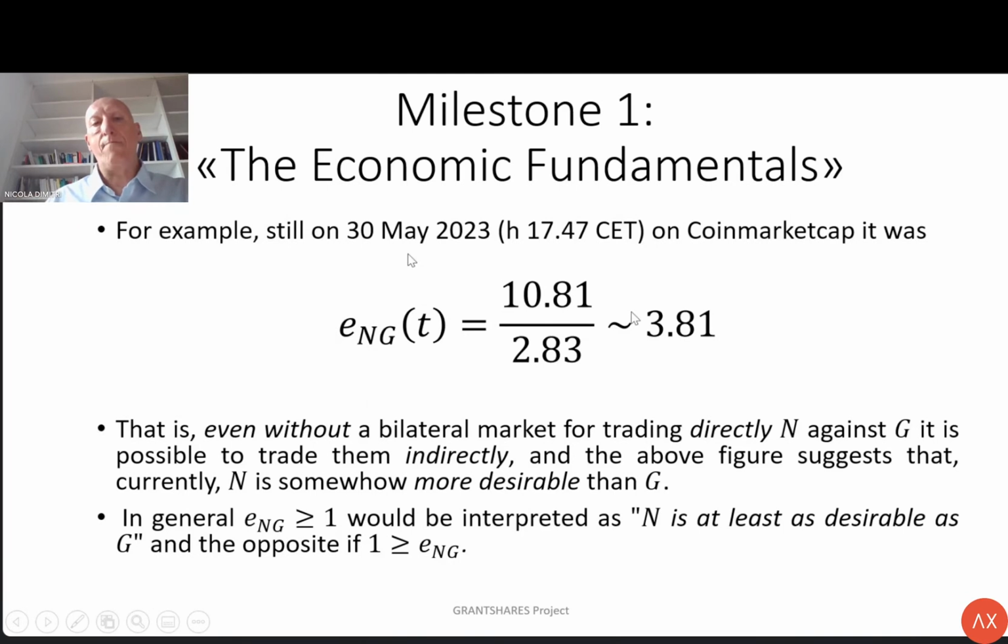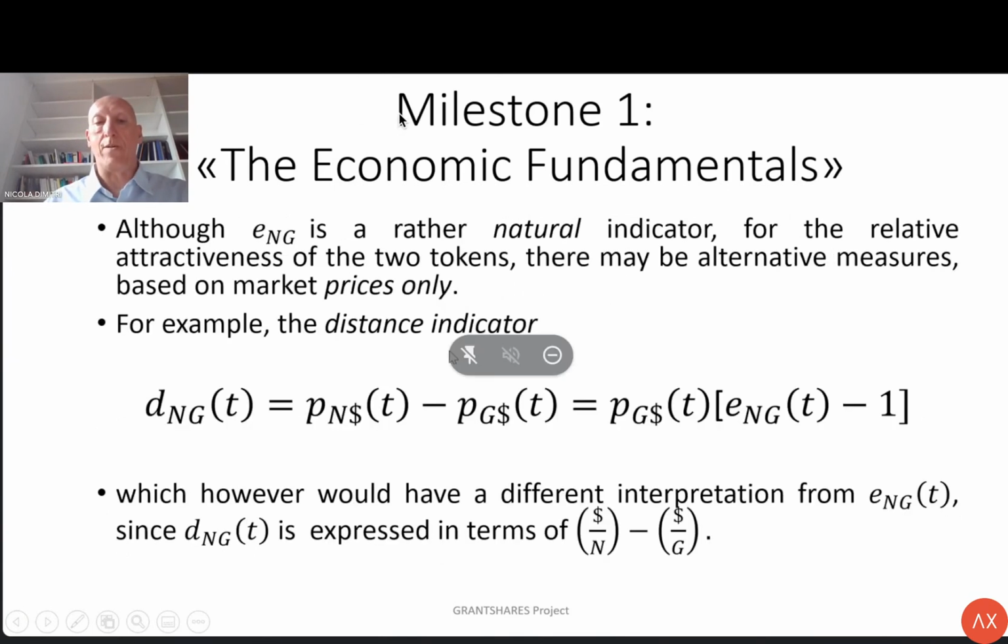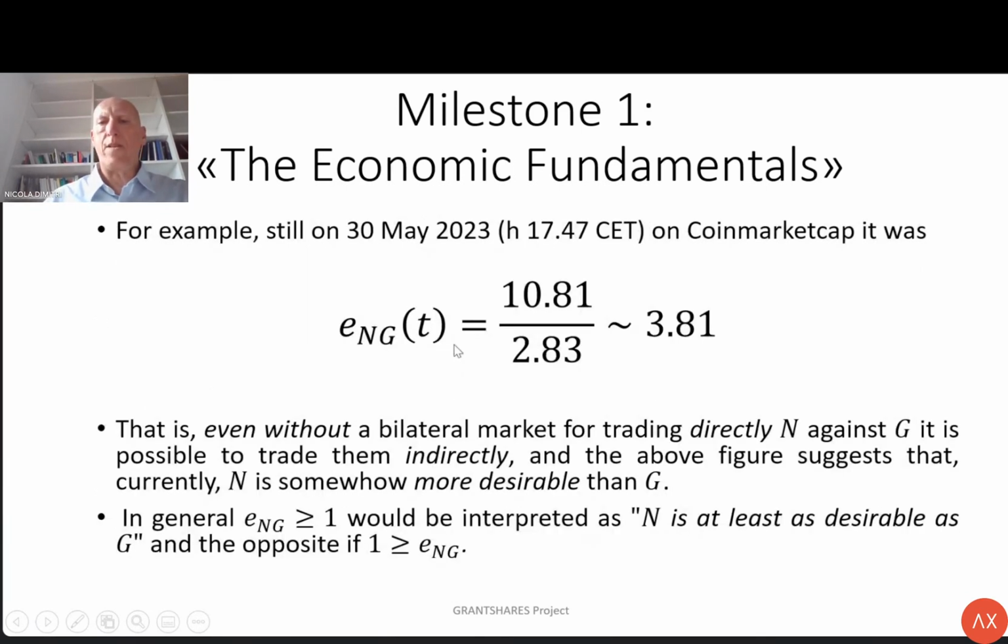So again, just to play a bit with real numbers, two days ago, on the 30th, this ratio was about 3.81. So in some sense, according to this ratio, NEO tokens were almost 4 times more desirable in the market than gas tokens. In general, you may say that an indicator like this, though simple, is very effective and can tell you a lot, although not everything. I will discuss this later. Whenever this index is higher than 1, we could perhaps interpret this as N being at least as desirable as G, and the opposite if the index is no larger than 1.